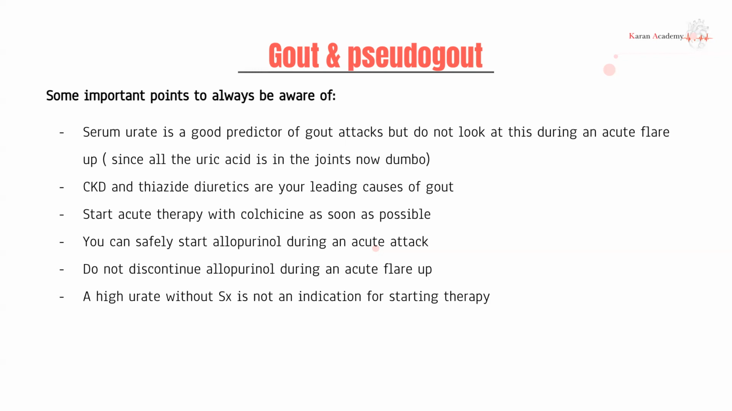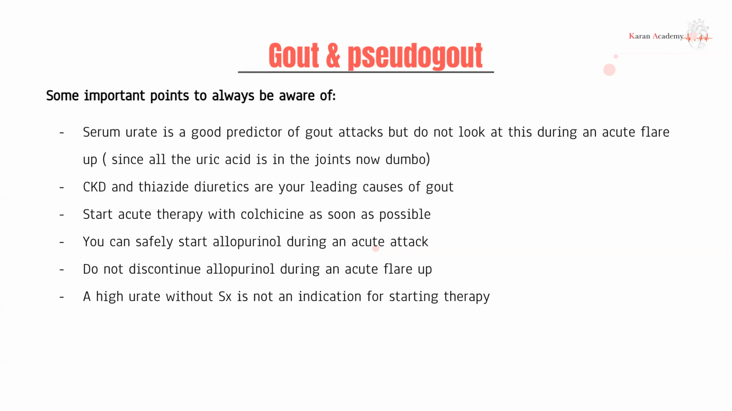CKD and thiazide diuretics are your leading causes of gout. You want to start acute therapy with colchicine as soon as possible. You can safely start allopurinol during an acute attack, and do not discontinue allopurinol if they do have an acute flare-up.